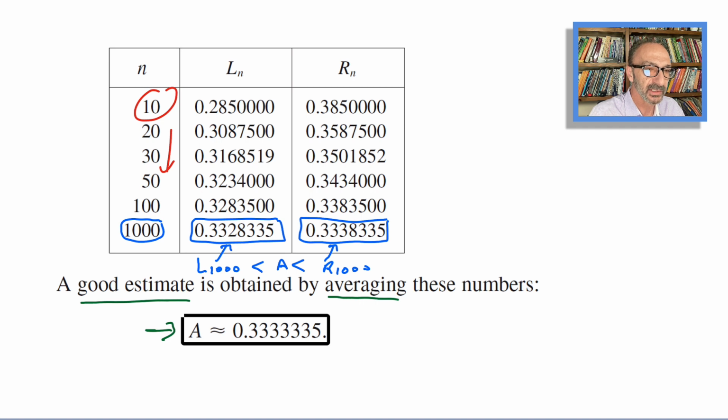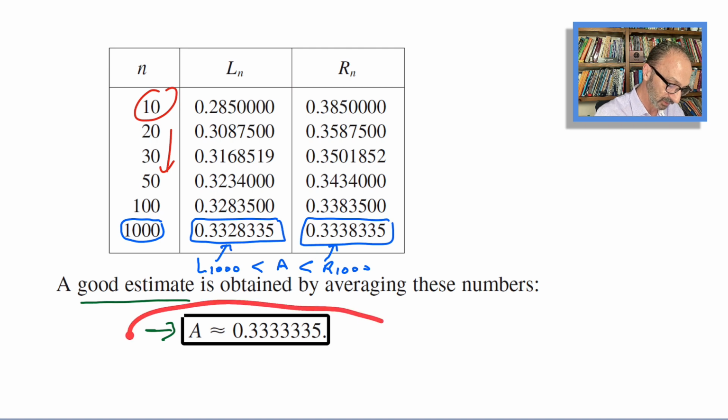Now, it's kind of hard to graph it with more than 8 stripes. Imagine 1,000 stripes. So if we go from 10 to 20 to 30 to 50 to 100, then 1,000, notice what we have here. We are close now to 0.33 something, or 0.338 between them, where earlier it was way off. And a good estimate, if you have the left and right, would be taking the average of both. That would be a good estimate.